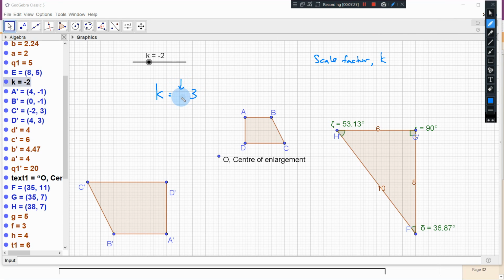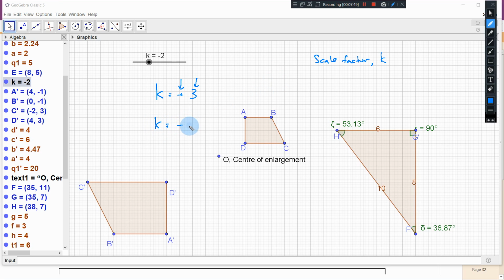Look at the sign here. If you don't have any sign, it means positive, right? When this is positive, object and image are on the same side. And if this number is greater than 1, it means that the image is bigger than the object.